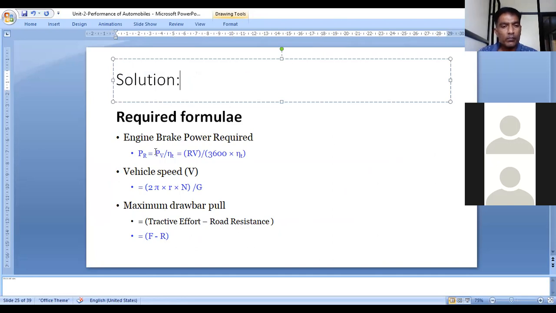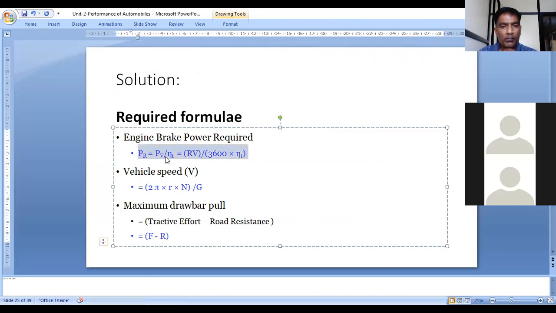Engine brake power, that is PR, is equal to PV divided by eta T, that is the transmission efficiency. Again, we can write, by considering the transmission losses, it is equal to RV divided by 3600 into eta T. This is regarding the vehicle speed. V is equal to. You can write these formulas.